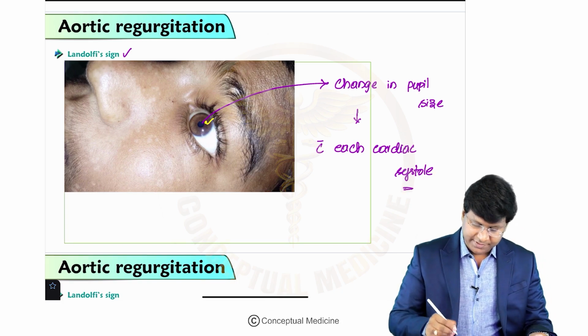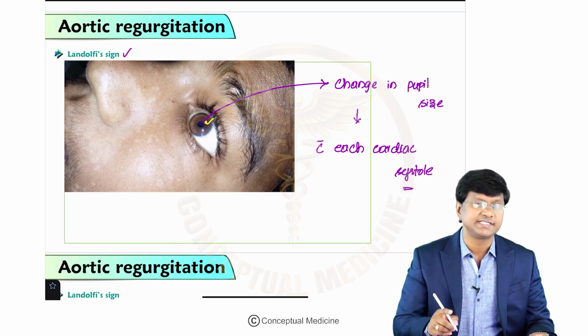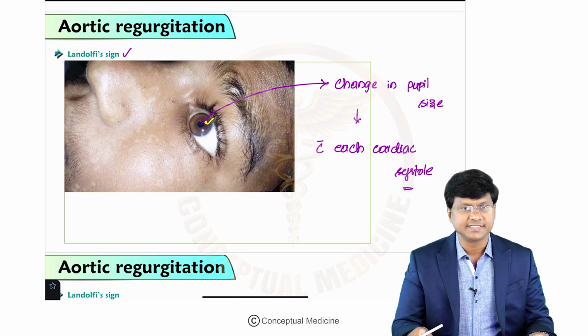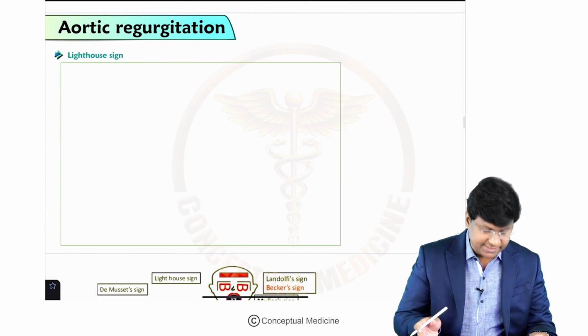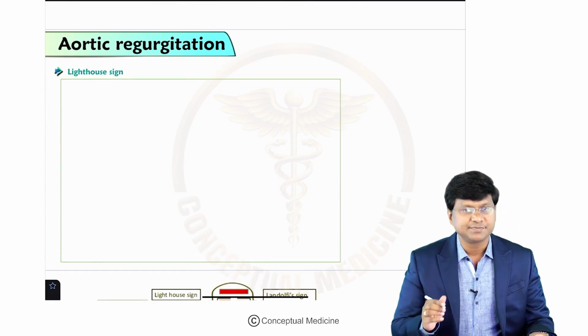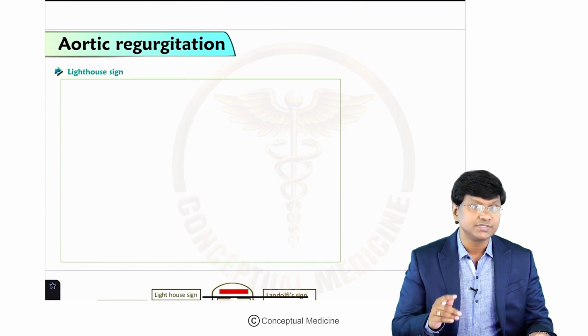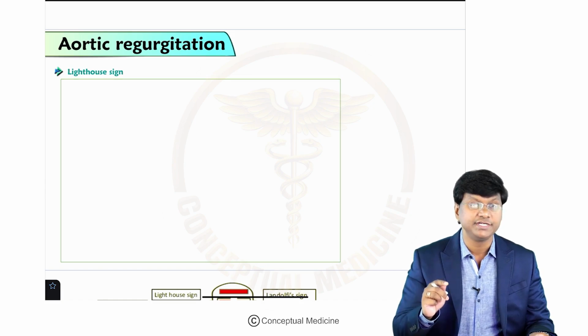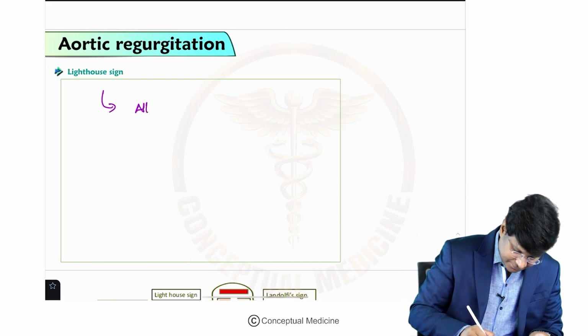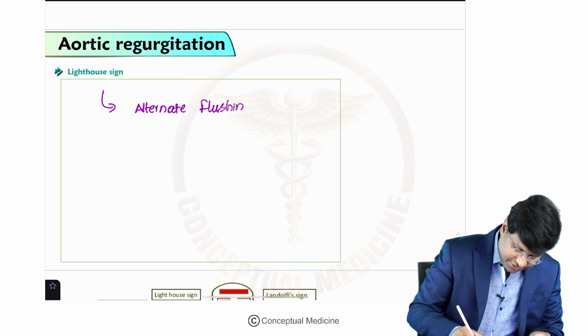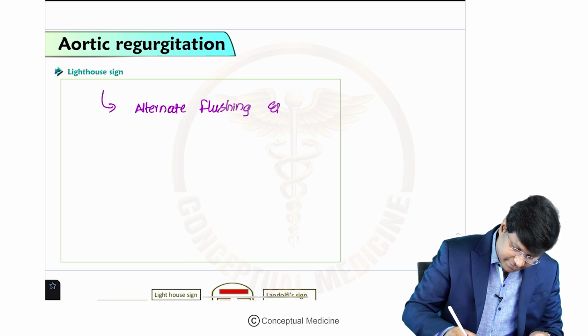Right, change in the pupil size with each cardiac systole is called Landolfi's sign. Then followed by that, another important peripheral sign is the lighthouse sign. So what is this particular lighthouse sign? Lighthouse sign is alternate flushing and blanching of the forehead.